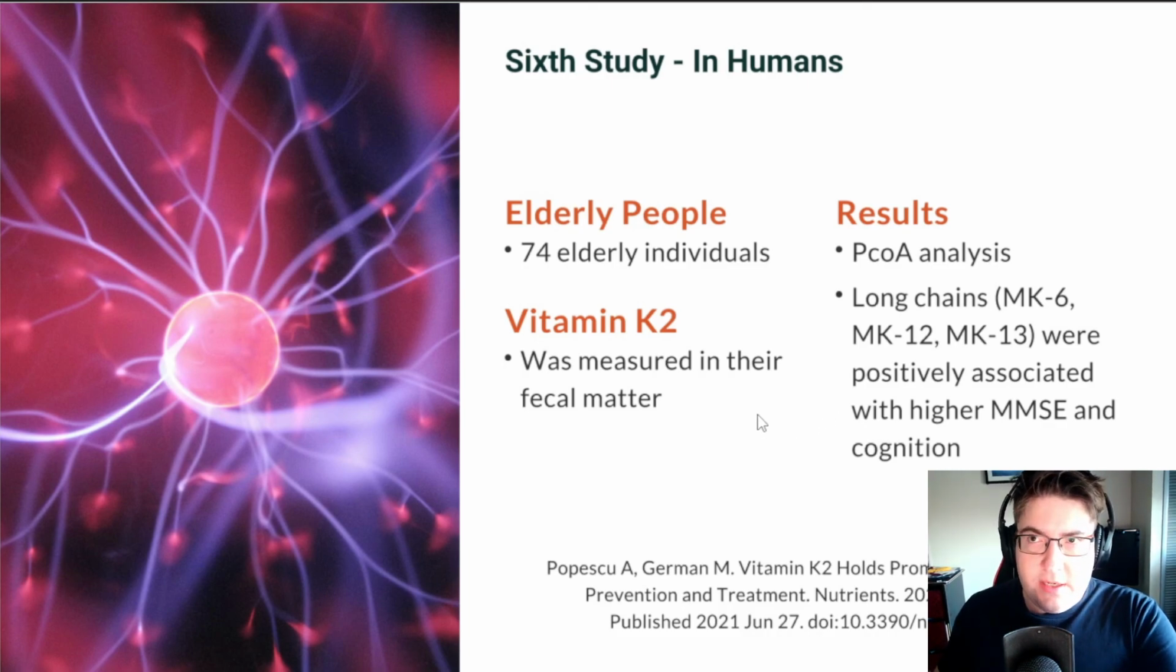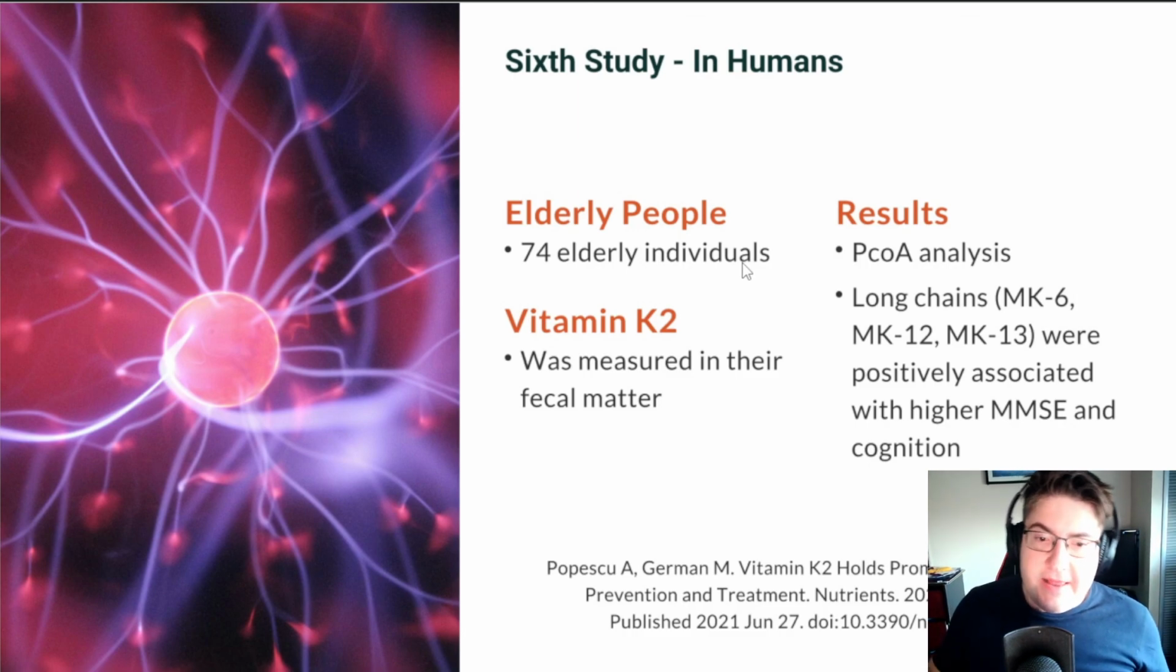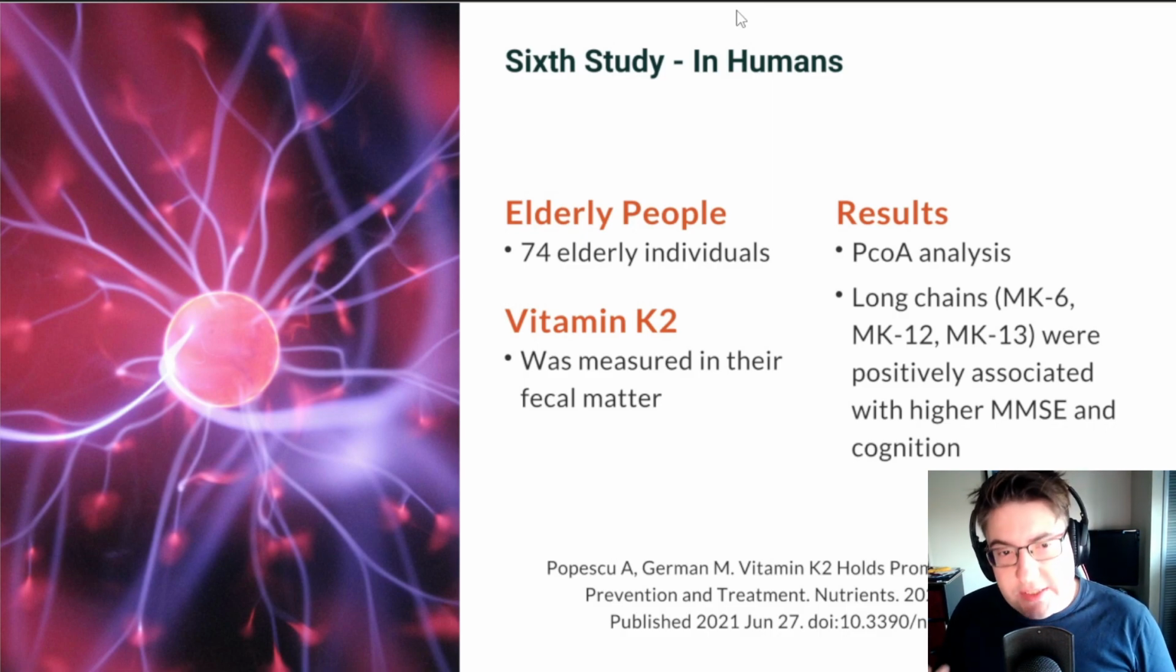If you remember previously, if you have a higher MMSE, you have less Alzheimer's and your cognitive functioning is better. So they found that the individuals who had more long-chain MK6, MK12, and MK13 in their fecal matter had a higher MMSE. So if people had more long-chain vitamin K2 present in their feces, then they had a higher MMSE, less chance of Alzheimer's, and better cognitive functioning. Now, this is all very interesting, but once again, I would love to see some actual clinical trials to see if this produces clinically relevant effects, and how long you would have to take it and at what dose.